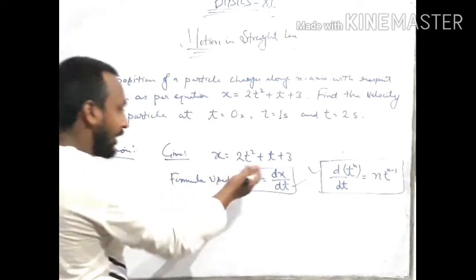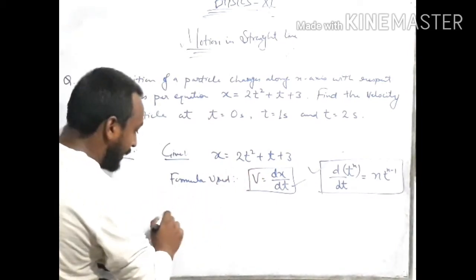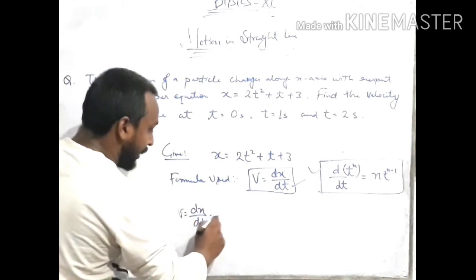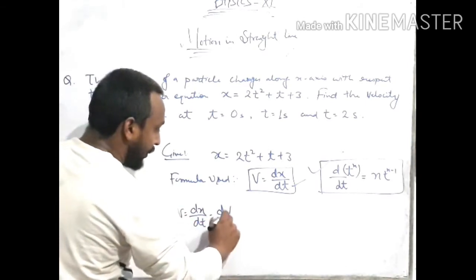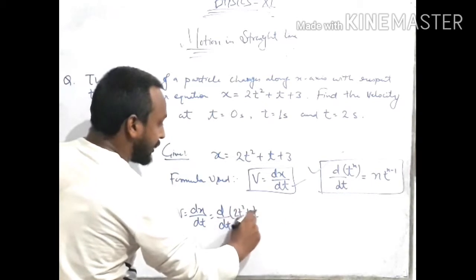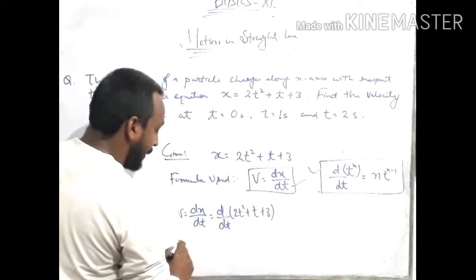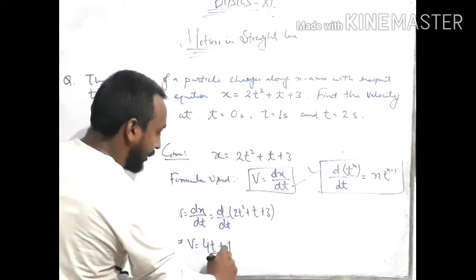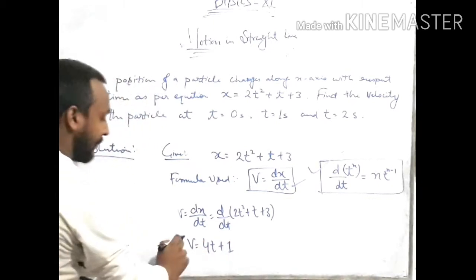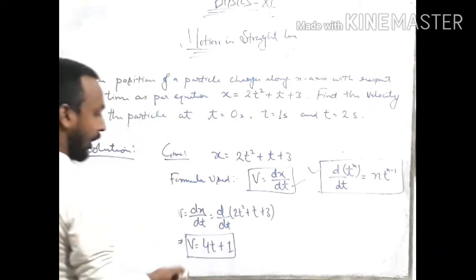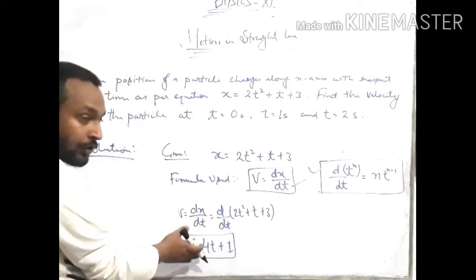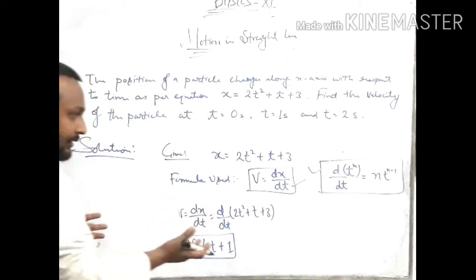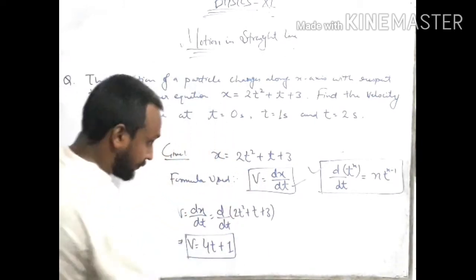Let us see what happens here. Velocity is equal to dx by dt, so I put d by dt of 2t square plus t plus 3, and you will get 4t plus 1. This is the velocity. Now put the values t equal to 0, t equal to 1 and t equal to 2 to get the desired result. I will explain that here.